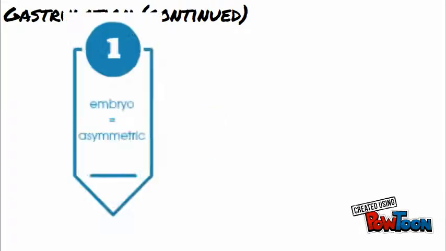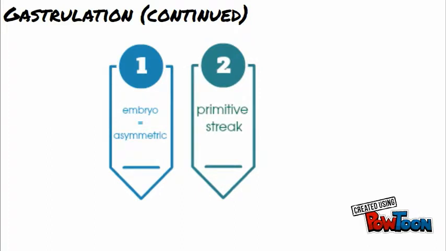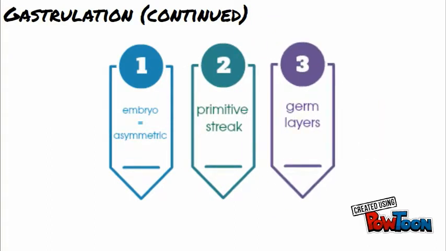Gastrulation differs for some animals, but is generally the same for most. For humans and other animals, it happens in a certain order. First, the embryo becomes asymmetric. Then the primitive streak forms. Finally, the cells from the part of the primitive streak form the germ layers.